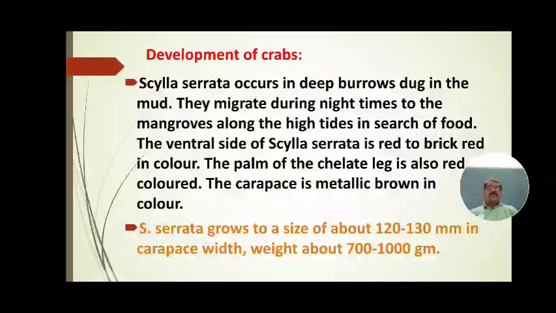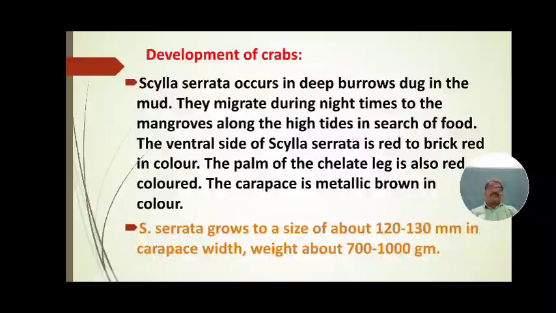Then development of crabs. Scylla serrata occurs in deep burrows dug in the mud. They migrate during night times to the mangroves along the high tides in search of food. The ventral side of Scylla serrata is red to brick red in color. The palm of the chelate leg is also red, and the carapace is metallic brown in color.